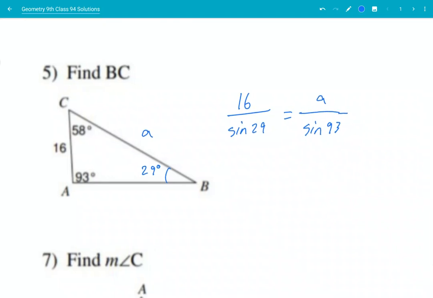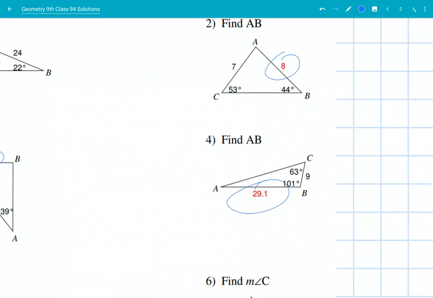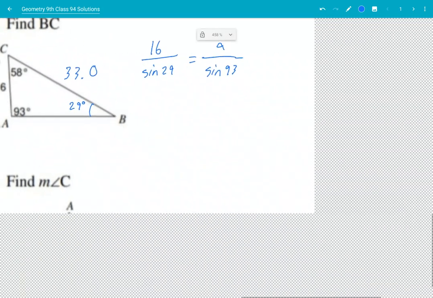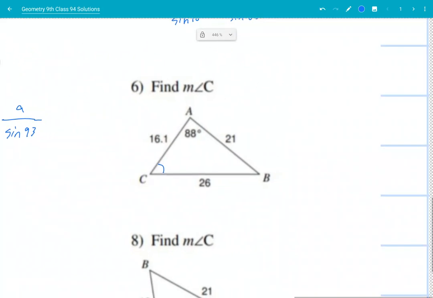So 16 times sine of 93 divided by sine of 29, we get 32.95, rounded to the nearest tenth would be 33.0. So A, 33.0. Let's corroborate. Number 5, there it is. Sweet. Number 6, we're flying.